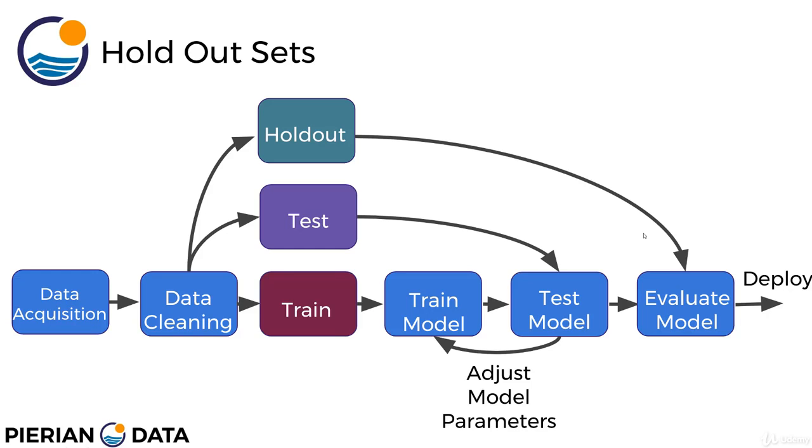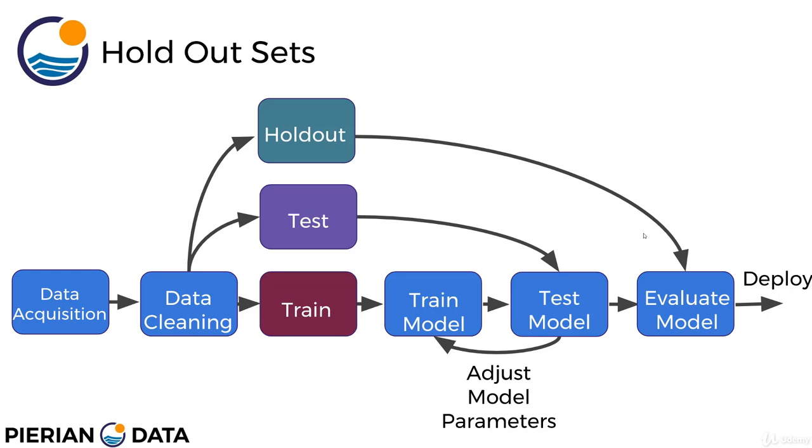But the actual process is really similar to what we saw before. We take our data in, we clean it, we split it into those three sets, we train our model on the training data, and then we test our model against the test data. Based off those results, we can adjust the model parameters, test it again, etc., go through that little loop, and then once we're ready to deploy our model, we have our holdout data set.